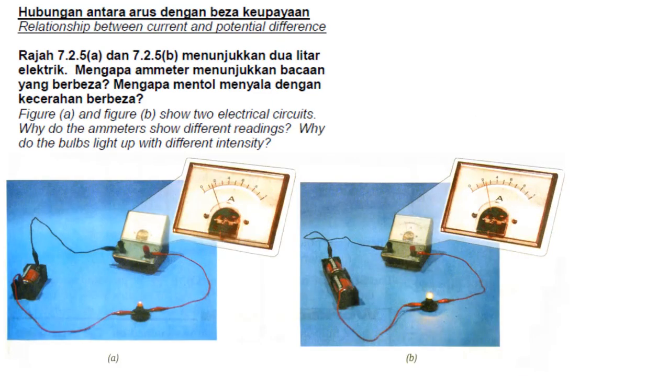Alright, so we have the first experiment for today. We want to study the relationship between current and potential difference. So look at these two diagrams. Diagram A shows you one battery connected to the bulb, the voltmeter, and the ammeter.